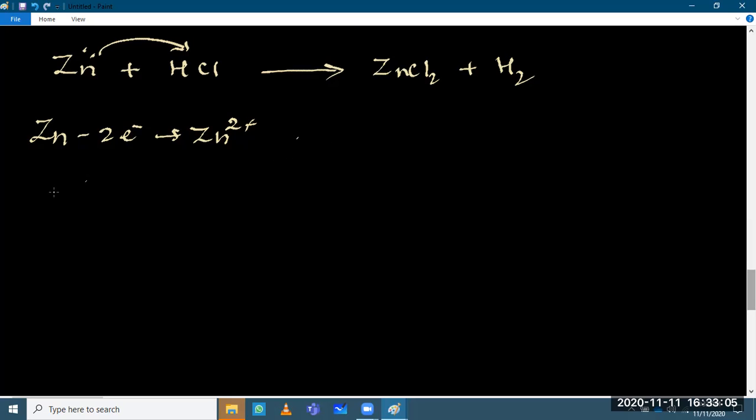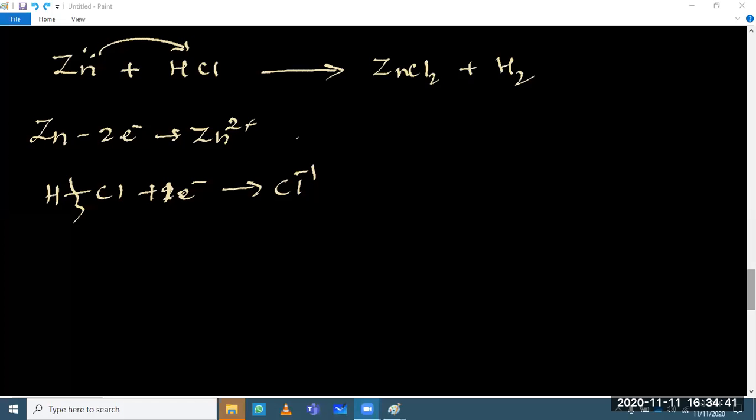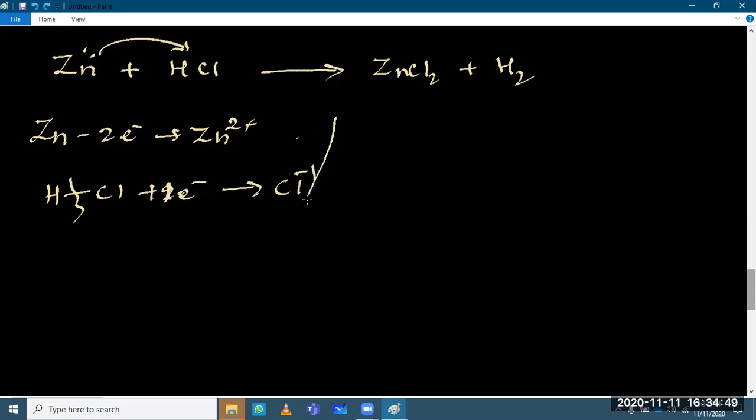Next, hydrogen and chlorine are there. Chlorine gains that electron and the bond breaks here. So chlorine gains one electron and becomes a Cl minus ion. And hydrogen breaks down to form hydrogen gas. Yes, you can see here. So now let me take one more example. Let me write it in a better way.